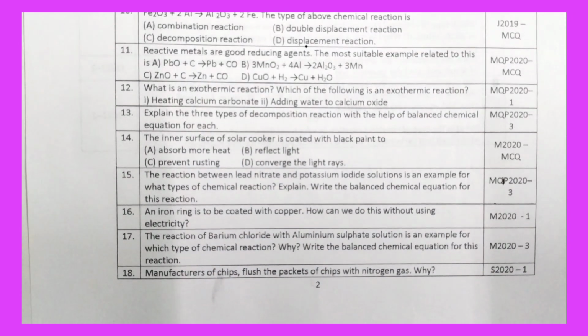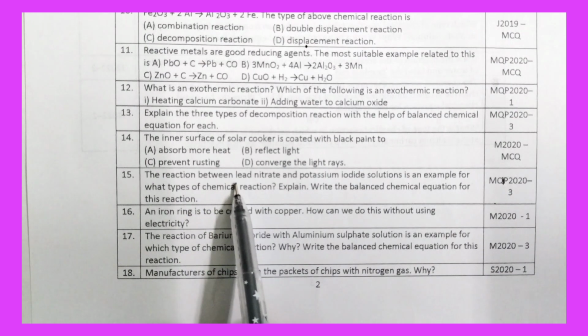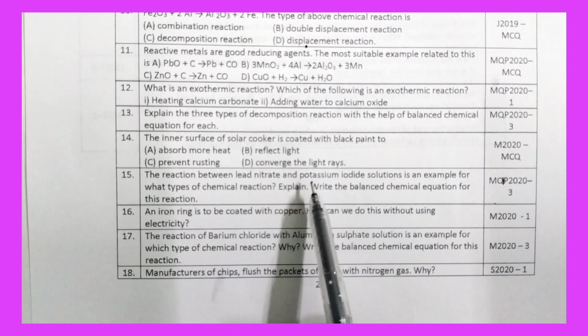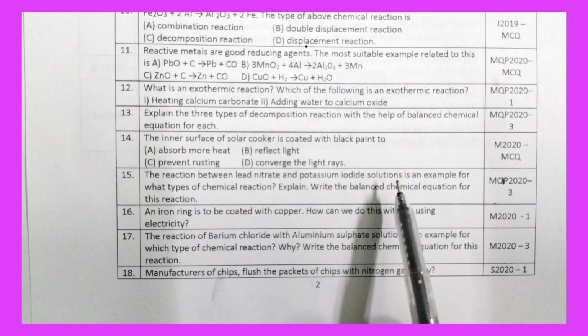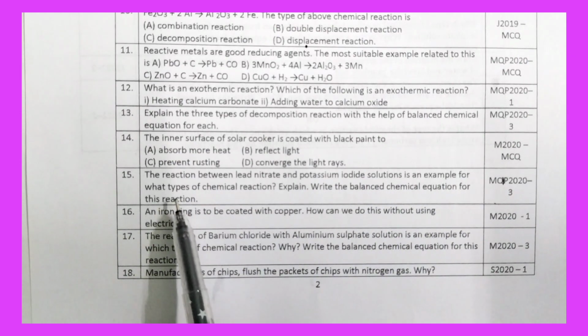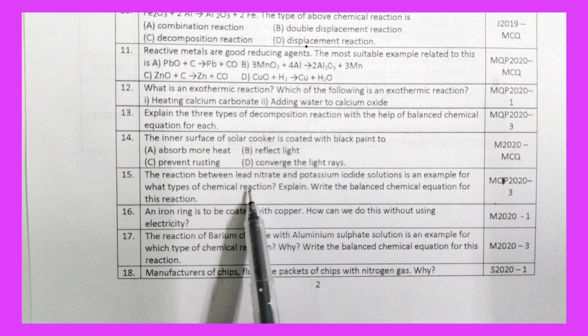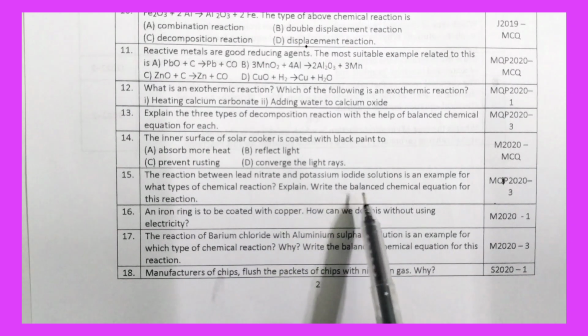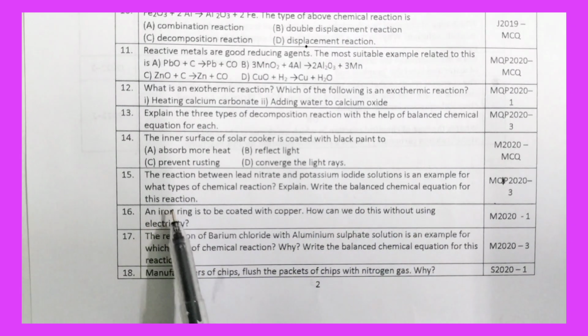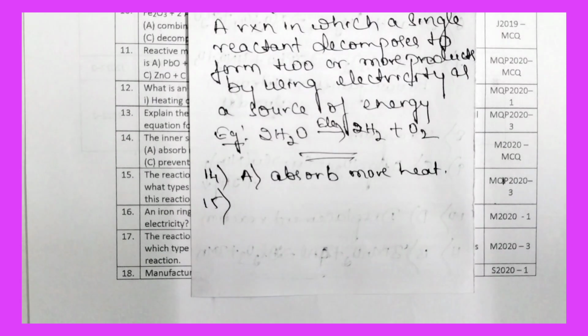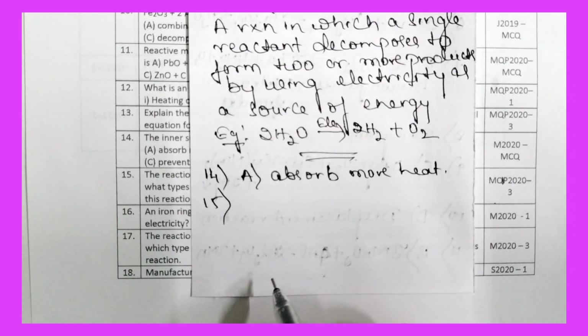The 15th question is, the reaction between lead nitrate and potassium iodide solution is an example for what type of chemical reaction? Explain. Write the balanced chemical equation for this reaction. So now let us answer the 15th question.